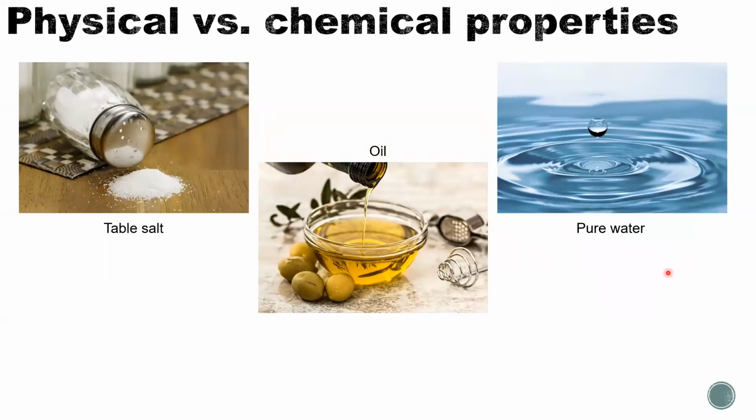You may say, table salt is a solid. Oil and water are liquid. Oil and water are both liquid, but they may have different boiling points. Oil has a higher boiling point, water has a lower boiling point. So these are all properties that belong to these specific substances and can make them different from others.